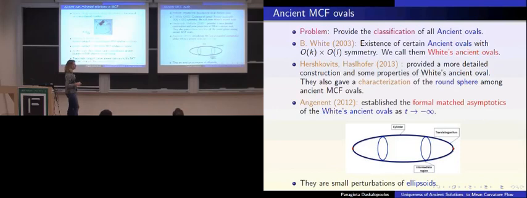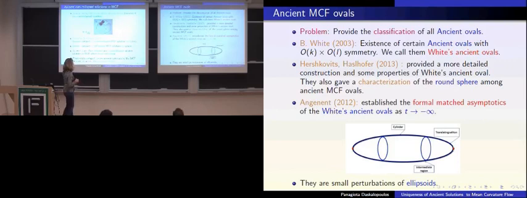So Brian White in 2003 sketched a proof of the existence of solutions that as t approaches minus infinity look like this. Actually, they don't really look exactly like this, it's just because I'm not good at drawing pictures. But anyway, they are convex. I will show you the asymptotics. And Robert and Herskovits provided a more detailed construction of these solutions in 2013 and also established some properties of them. Because Brian White was the first one, or at least, maybe there are other people, to show the existence, we'll be calling them the White ovals.